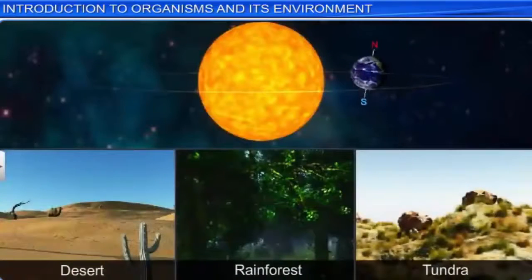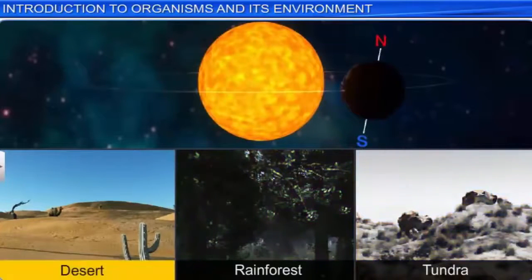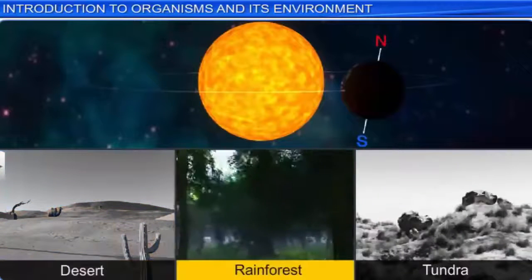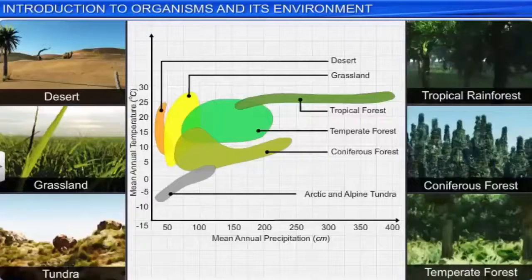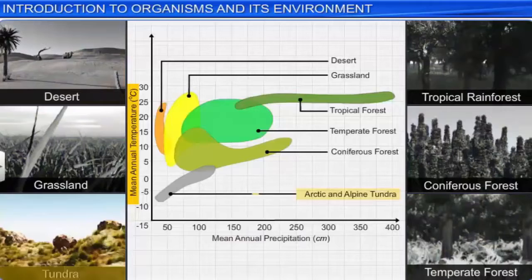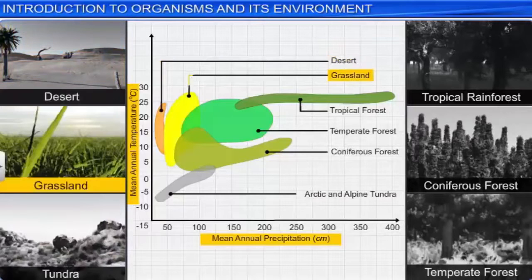Annual variations in temperature and precipitation are responsible for the formation of major biomes such as deserts, rainforests, and the tundra. If you carefully study biome distribution, you will notice that the mean annual temperature and precipitation is less in the tundra region. Compared to deserts, precipitation is better in grasslands, although temperatures may sometimes be a little higher.